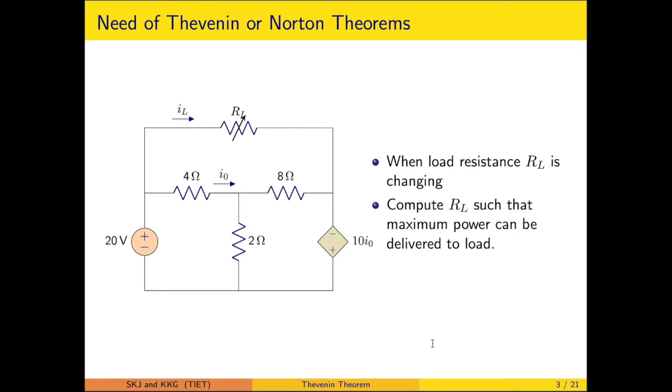The need of the Thevenin theorem has to be understood with this particular diagram. So this is a simple diagram. The only thing is, the load resistance is a variable. So for the given value of the load resistance, we can formulate a set of mesh equations or a set of nodal equations, and we can find out the load current.